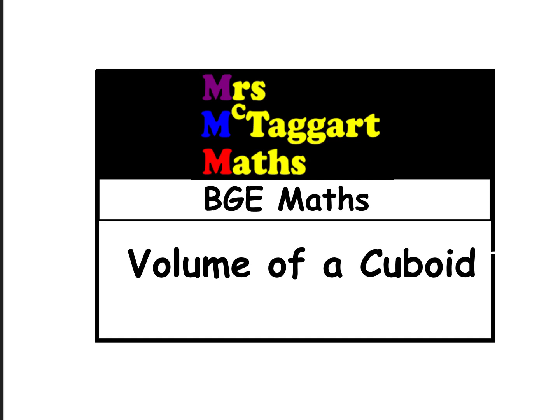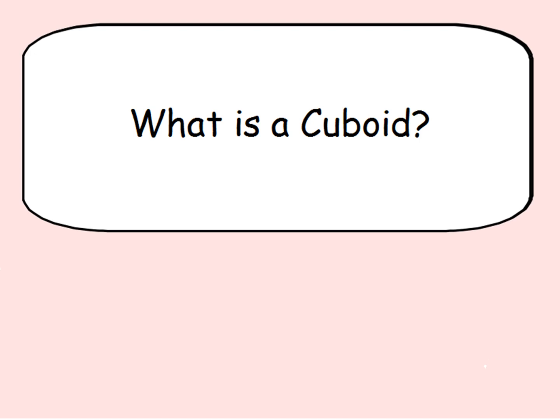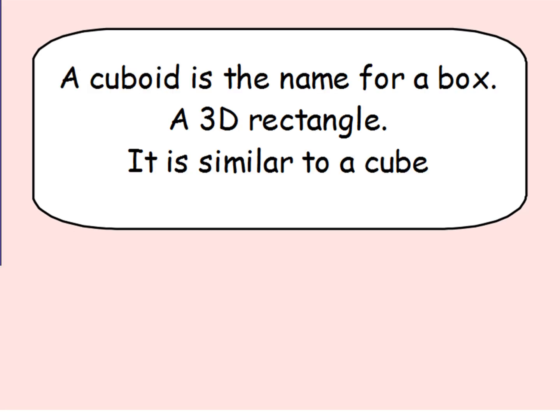In today's video we're looking at how to find the volume of a cuboid. So before we get started, what is a cuboid? You should recognise a cuboid as being just a 3D box. It's a box which is like a 3D rectangle. A cube is also part of the cuboid family. It's just special because all its sides have the exact same length.